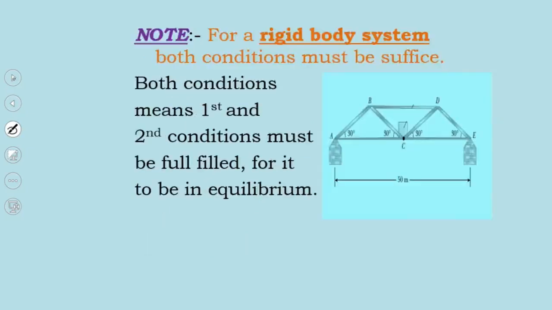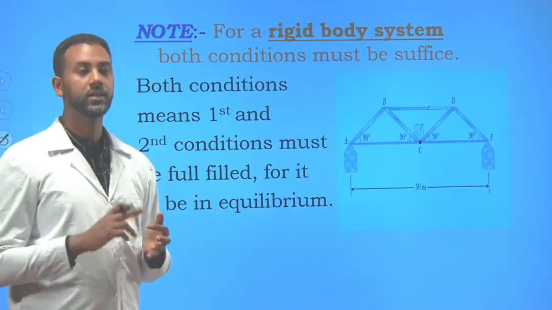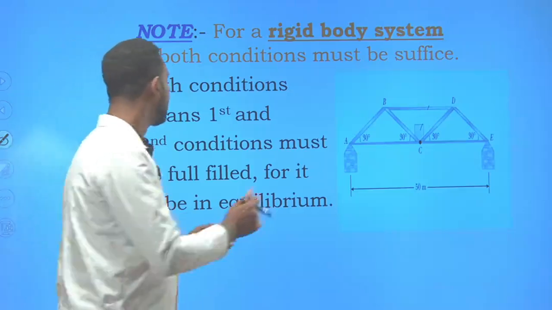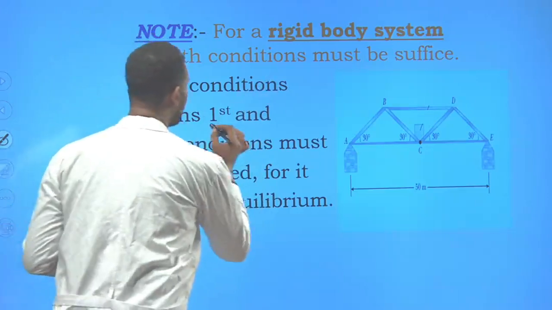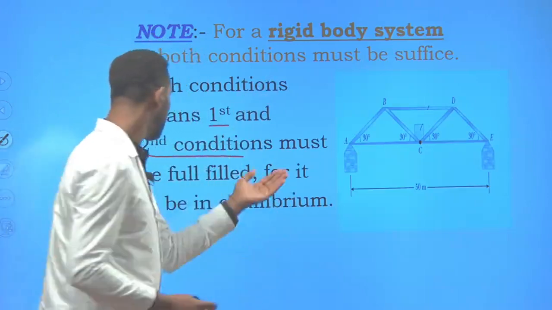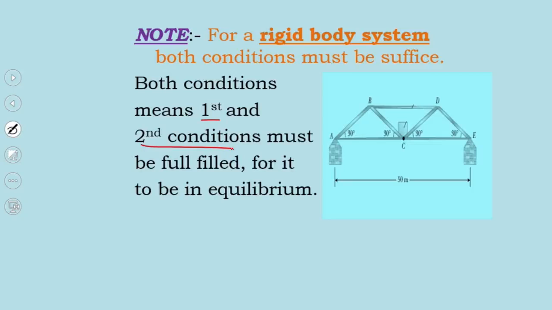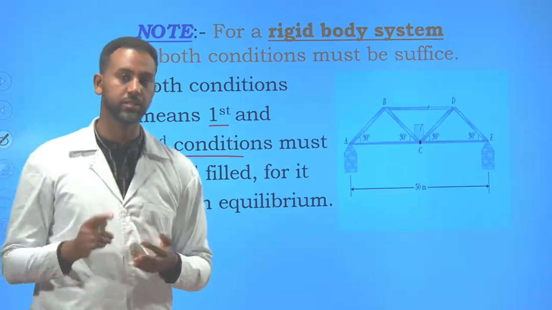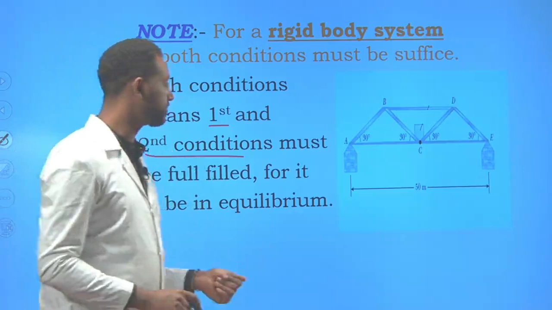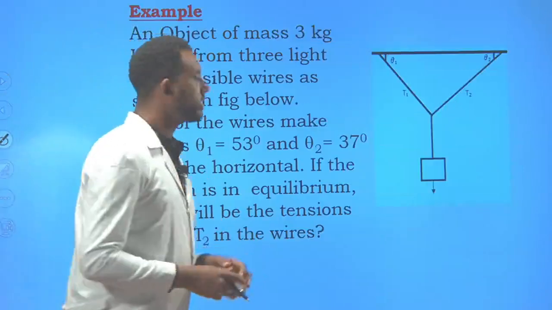But for a rigid body system, both conditions must be fulfilled. That means the first condition, the translational condition, and the second condition, the rotational condition, must both be fulfilled for it to be in equilibrium. In this case, we have a bridge. A bridge is a rigid body system. You might have a bar; a bar is a rigid body system. So on these objects, you have to apply both the first condition and the second condition. So these are the theories.